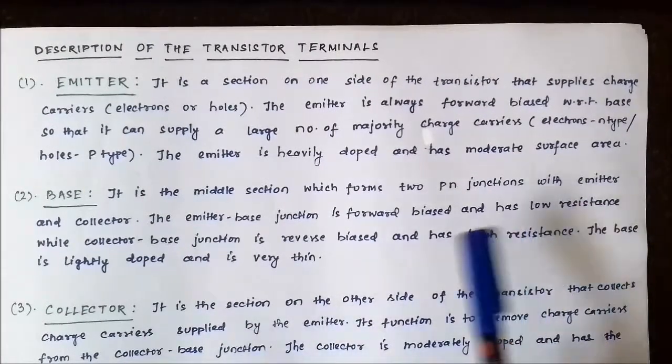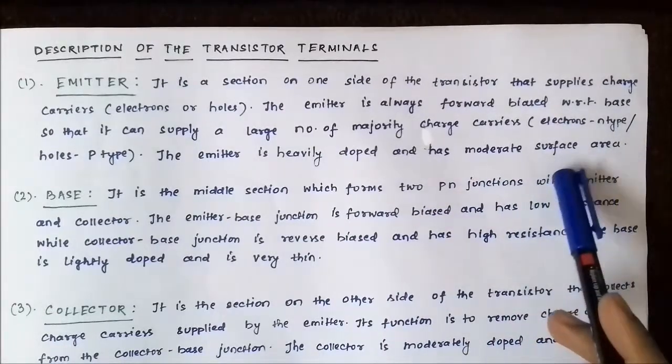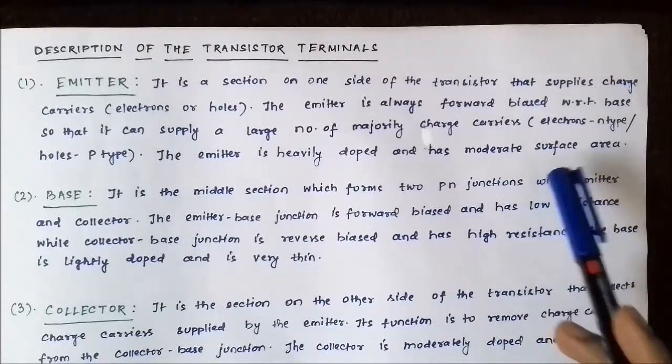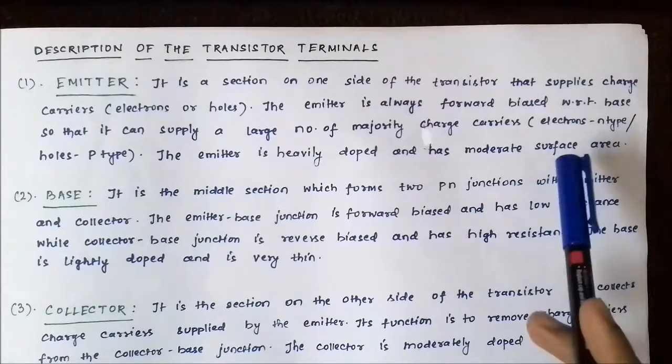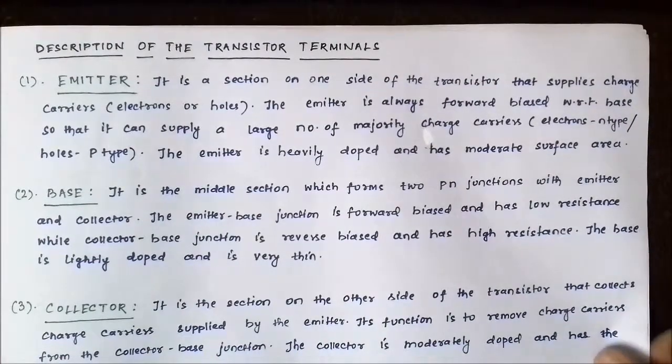Okay. The emitter is heavily doped and has moderate surface area. It means that the surface area of the emitter is more than that of the base, but less than that of the collector. So this is all about the characteristic features of the emitter.